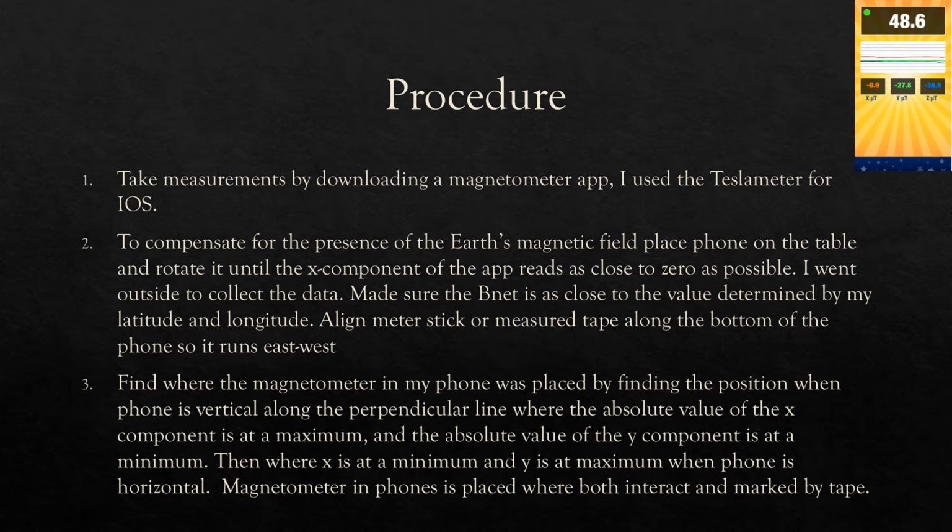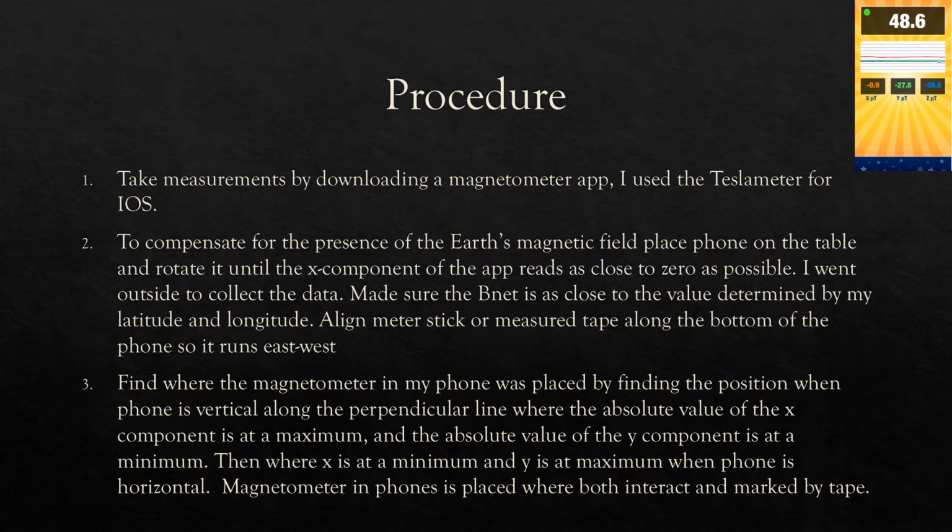To take the measurements for this lab, I downloaded a magnetometer app. I used a Tesla meter for iOS, there's a screenshot. To compensate for the presence of the Earth's magnetic field, I placed my phone on the table and rotated it until the X component of the app read as close to zero as possible. I went outside to collect the data. I made sure the B net was as close to the value determined by my latitude and longitude, and then I aligned the measuring tape along the bottom of the phone so it ran east to west.